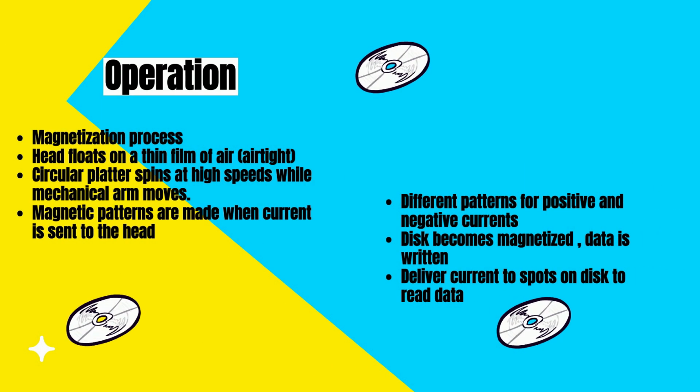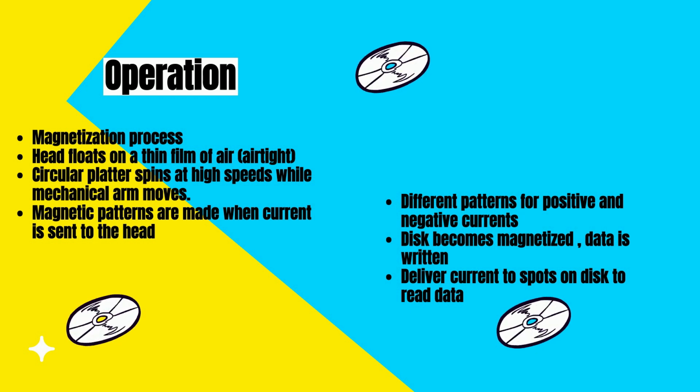Well, you might be wondering, how does it even operate? The data on a magnetic disk is written and read through a process called magnetization. The platter spins at high speeds while the head of the arm moves across its surface. Since the whole device is sealed airtight, the head floats on a thin film of air. So, when a small current is sent to the head, magnetic patterns will be made, and different patterns are produced for positive and negative currents.